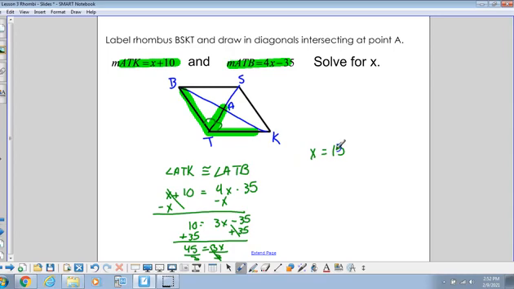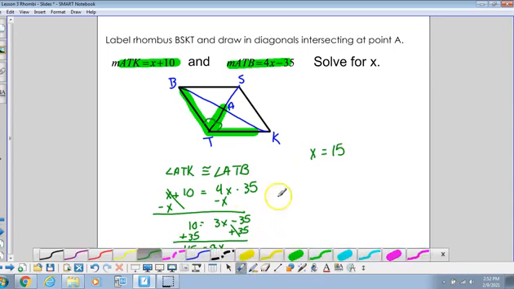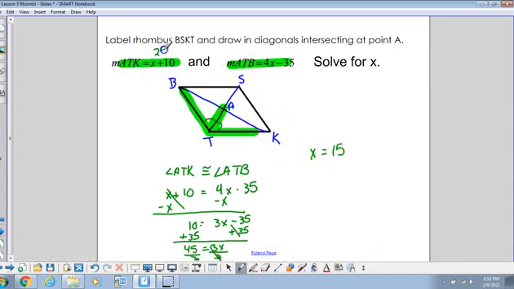And we were asked to solve for x. If we plug it back in though, do our numbers work? Let's see, if we plug in 15 plus 10, that would be 25. And if we plug in 15 right here, 4 times 15, that's 60. 60 minus 35 is 25. Our angles are equal. There we go. And that is how we use the properties of the rhombus to solve for missing values.